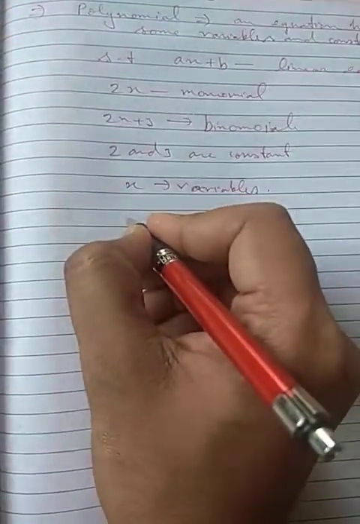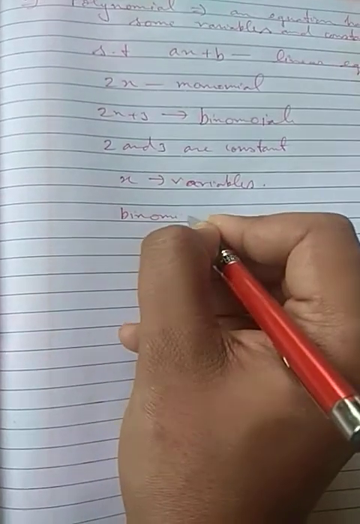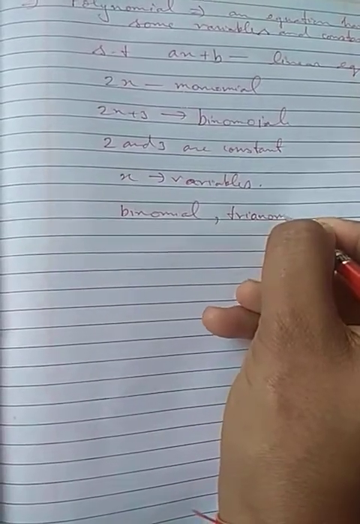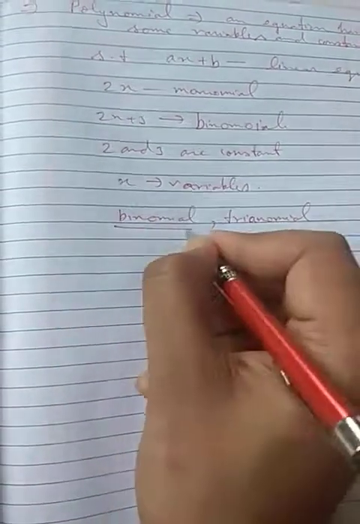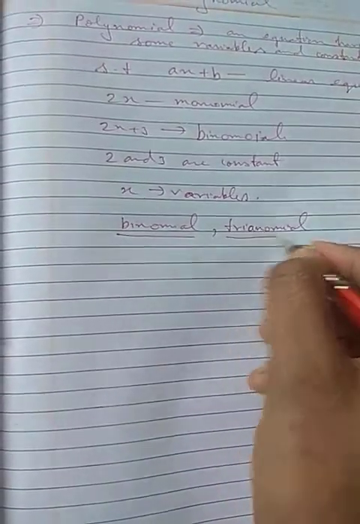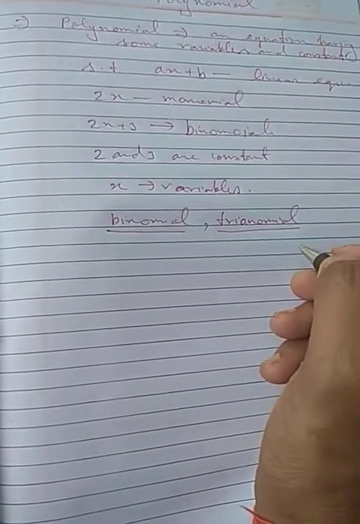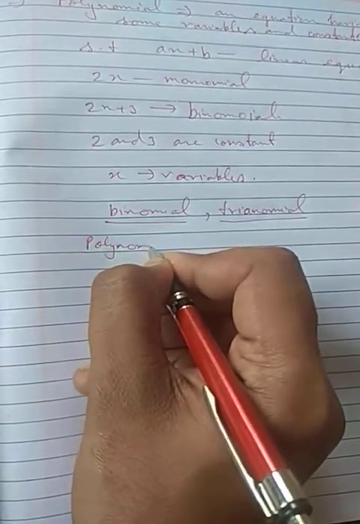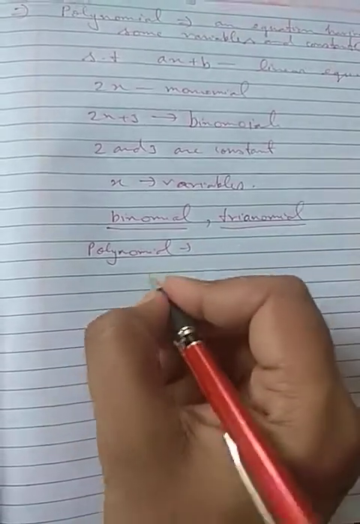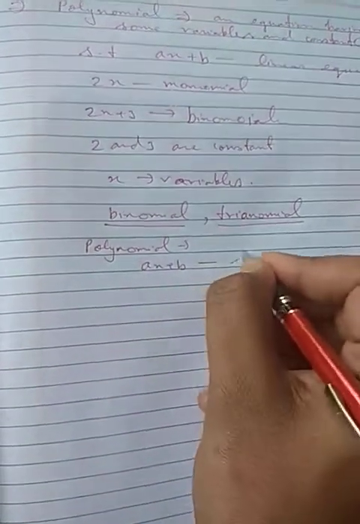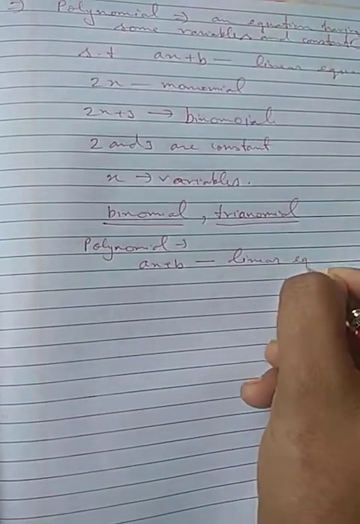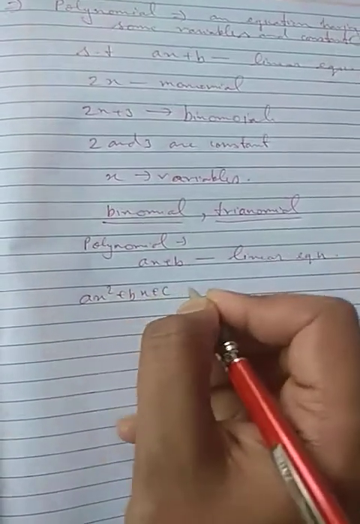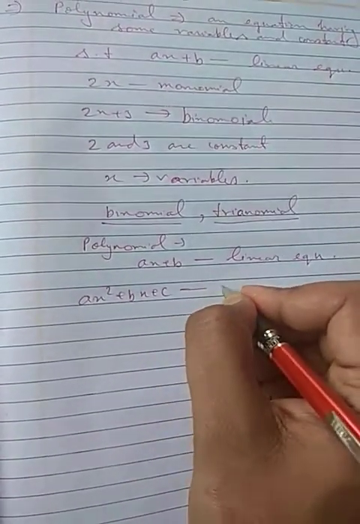We will have a few more terms such as binomial and trinomial. An equation having 2 terms is called a binomial, an equation having 3 terms is called a trinomial, and after that comes polynomial or multinomial. In this we will discuss equations such as ax plus b, called a linear equation, and ax square plus bx plus c, called a quadratic equation.